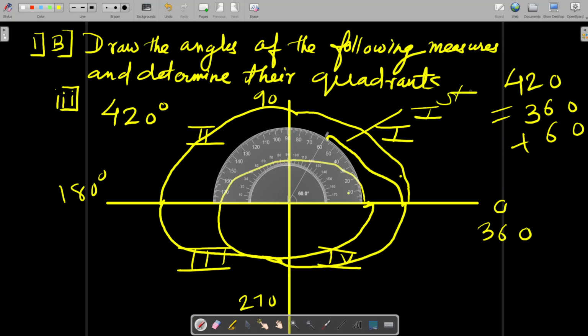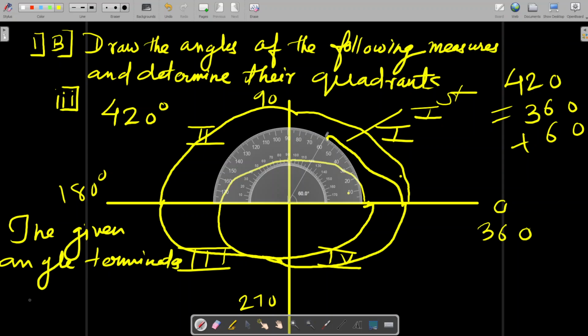So what I can write from this? I can write the given angle terminates in first quadrant.